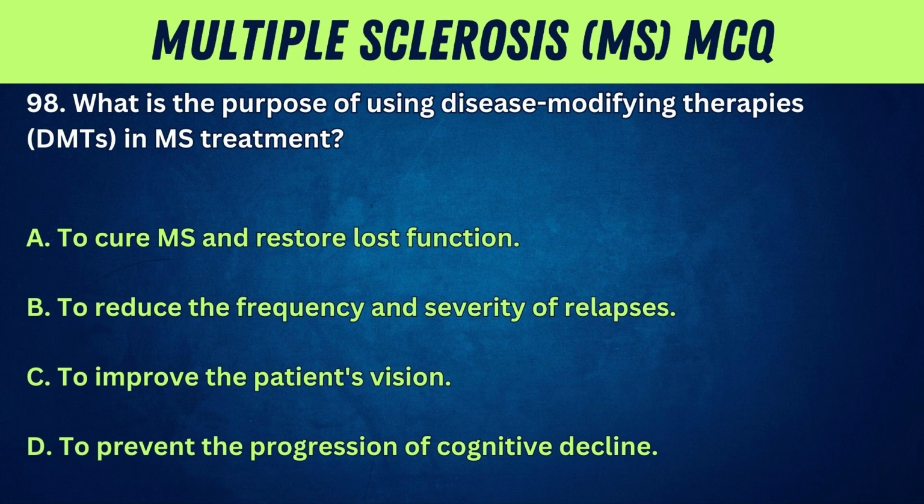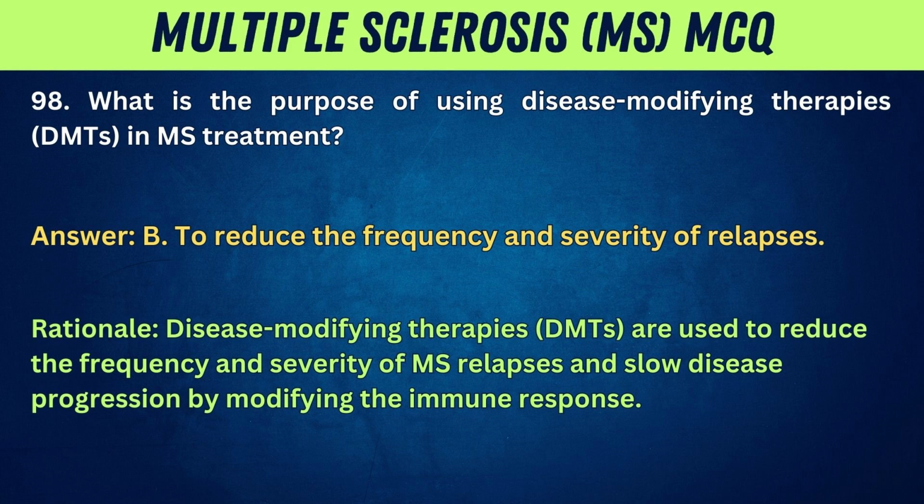A. To cure MS and restore lost function. B. To reduce the frequency and severity of relapses. C. To improve the patient's vision. D. To prevent the progression of cognitive decline. Answer. B. To reduce the frequency and severity of relapses.